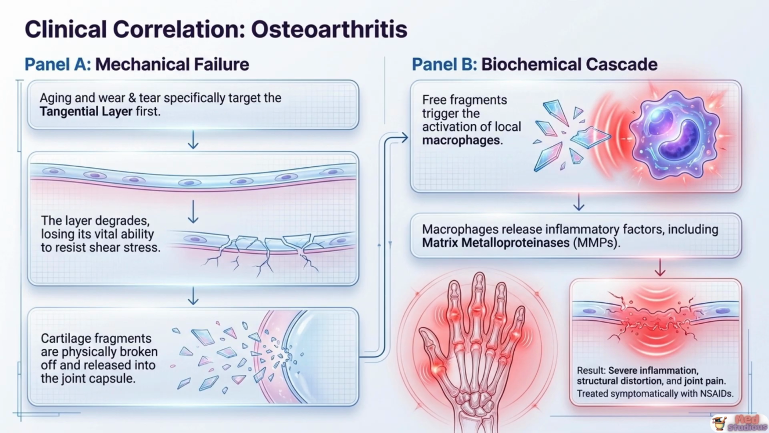Panel B, the biochemical cascade. These free cartilage fragments are foreign bodies within the synovial joint environment. The local macrophages of the synovial membrane recognize them as damage signals and become activated. Activated macrophages release a cascade of inflammatory mediators, including interleukin-1, tumor necrosis factor, and most critically, matrix metalloproteinases, or MMPs. MMPs are enzymatic proteases that directly cleave and degrade collagen and proteoglycans.